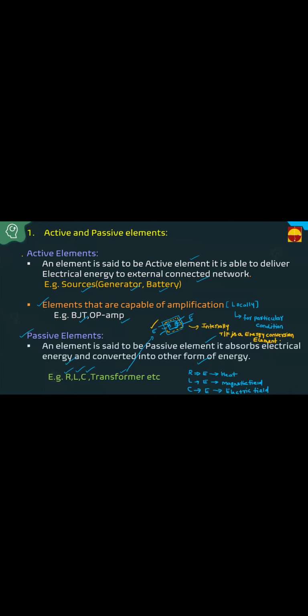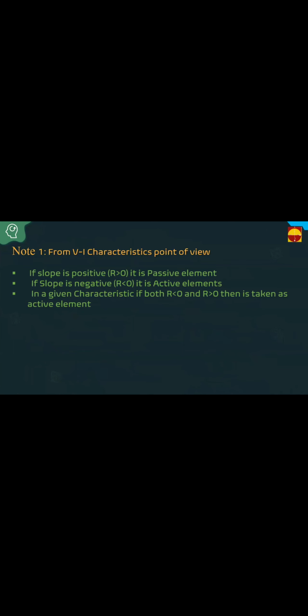This is the active element definition, and this is the passive element definition. What are the examples? But mainly in competitive exams, questions are also framed from the VI characteristics point of view: identify whether it is an active element or a passive element. From the VI characteristics point of view, how do we identify whether it is an active element or a passive element?